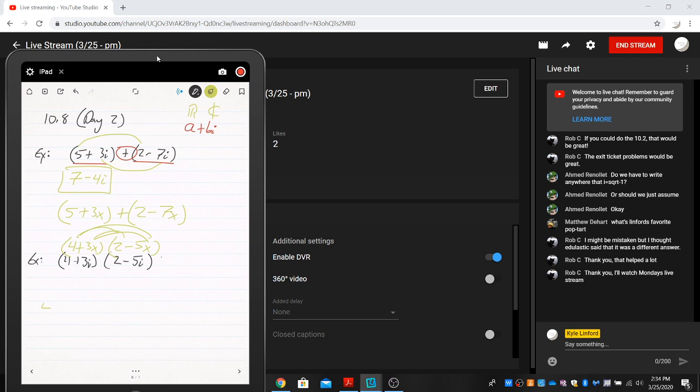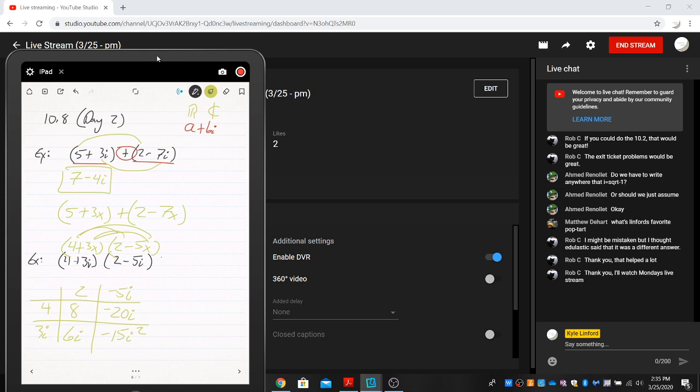I'm going to take 4 and 3i, and then I'm also going to take the 2 and the negative 5i, and let's distribute each thing through individually. So 4 times 2 is 8. 4 times negative 5i is negative 20i. 2 times 3i is 6i. And let's see, negative 5i times 3i, that's negative 15i squared.